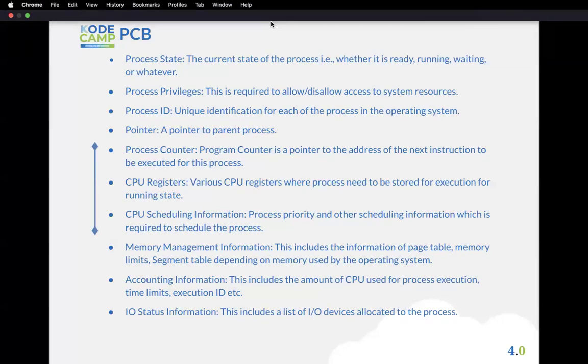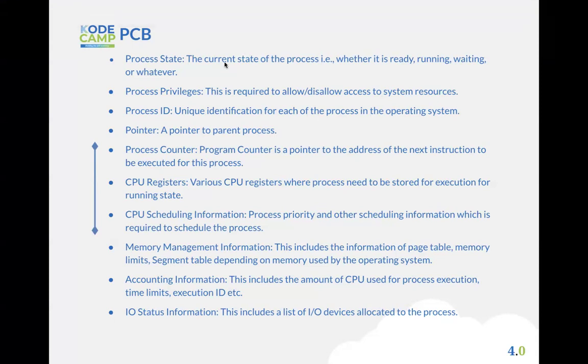We have the CPU registers, which serve as the different registers where process data needs to be stored for execution during the context switch. You have scheduling information. Operating systems work with schedulers, which handle things like priority, which states which process should run before which one, and which is more important to run at a particular point in time.